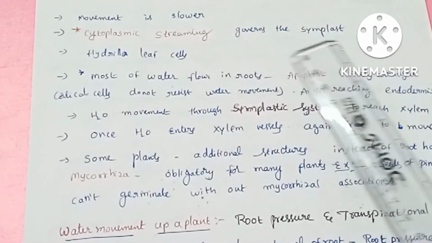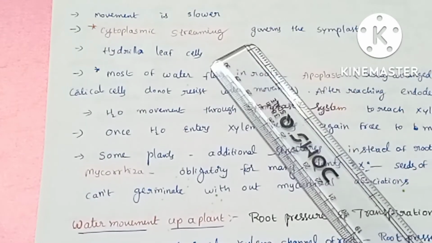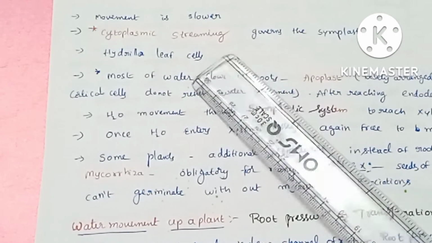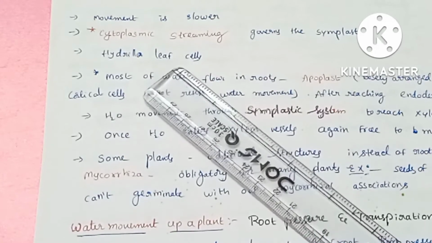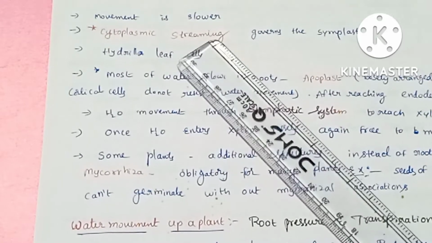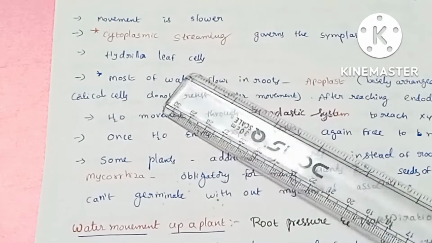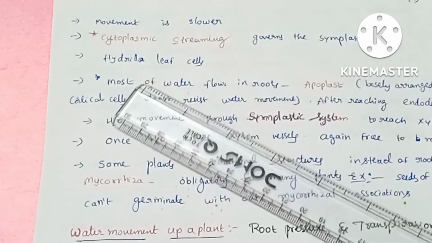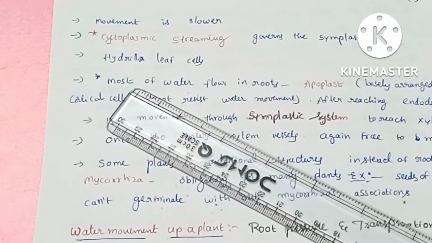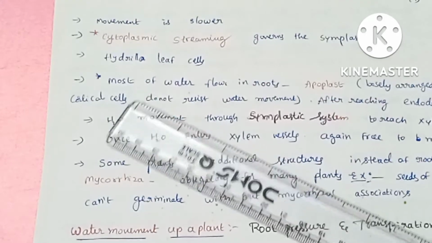So in the symplastic pathway, the movement of the water is slower. And the governing factor for the symplastic pathway is cytoplasmic streaming. Cytoplasmic streaming means what? Movement of the cytoplasm. By means of cytoplasmic streaming, the movement of the water occurs. An example for observing cytoplasmic streaming is the hydrilla leaf. If we observe the hydrilla leaf under the microscope, we can observe cytoplasmic streaming easily.